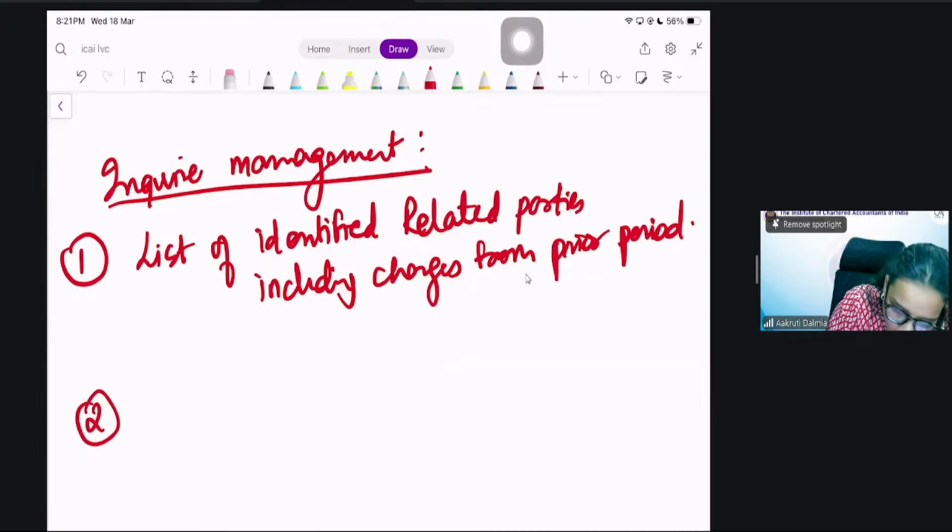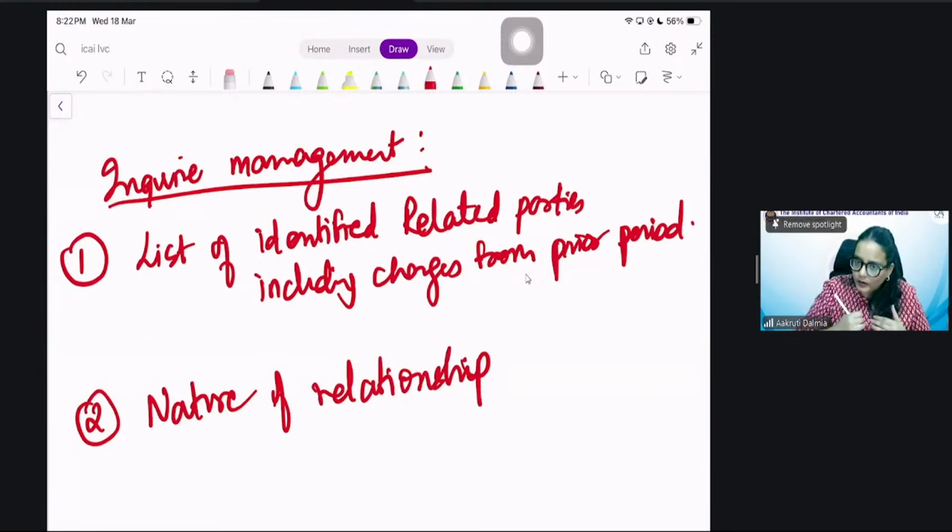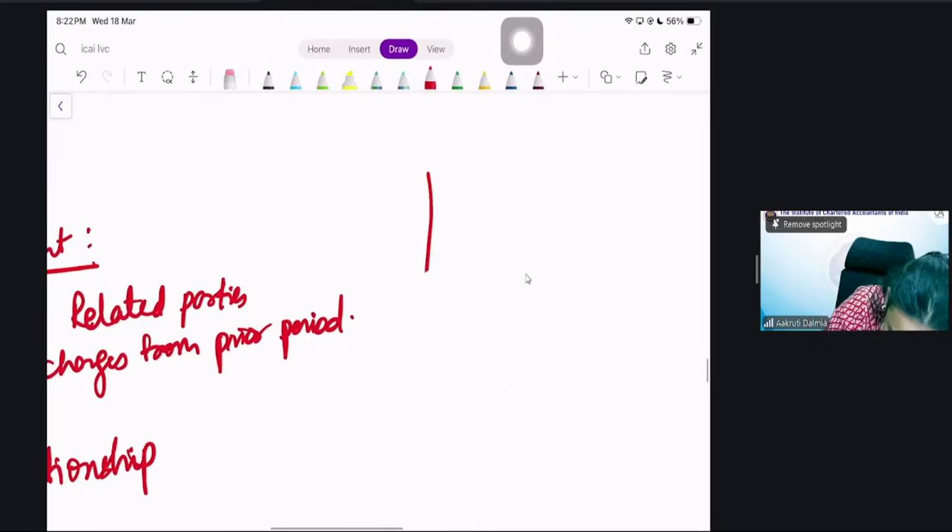Then you have to ask them to add the nature of relationship with related parties. Nature of relationship means they are my holding, they are my subsidiary, they are my joint venture, they are my associate company, they are relatives of my key management personnel, they are relatives of my TCWG. What is my relationship with them? Am I having control over them? Are they having control over me? Are we both controlled by someone else? What is the nature of relationship with them? So it will be like a list like this, okay?